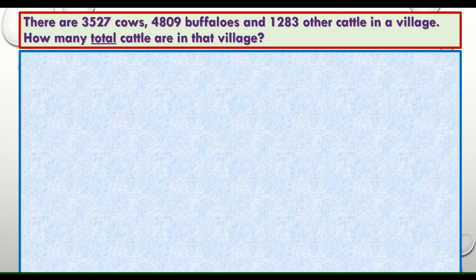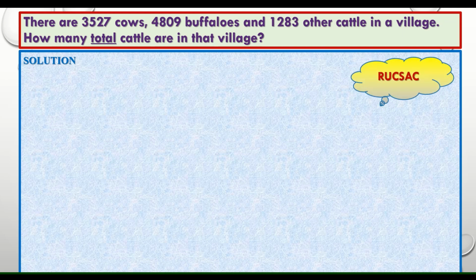Now let us take one more example. There are 3,527 cows, 4,809 buffaloes, and 1,283 other cattle in a village. How many total cattle are in that village? So, according to Rakshak, what should we do? Yes, we should understand. And to understand, we should ask questions to our own self. So we will get the answers.